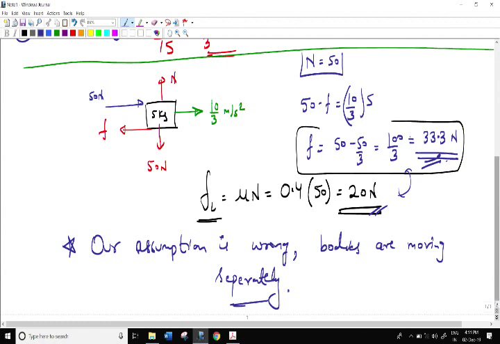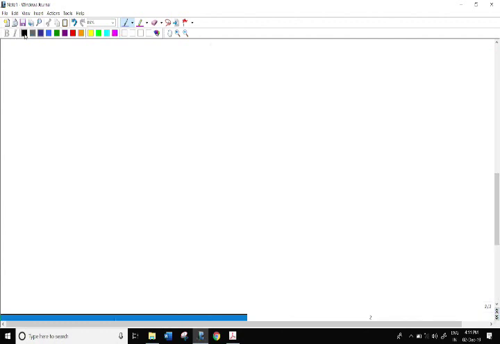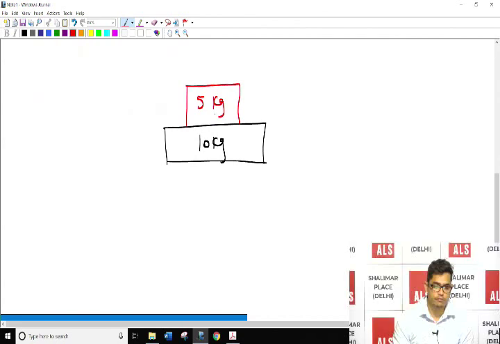Okay, very good. So now one thing is sure, the bodies are moving separately. It means there is a relative motion between the two blocks, while the force was applied on the upper block. How much? 50. Now we know that there must be a relative motion, they are not moving together.